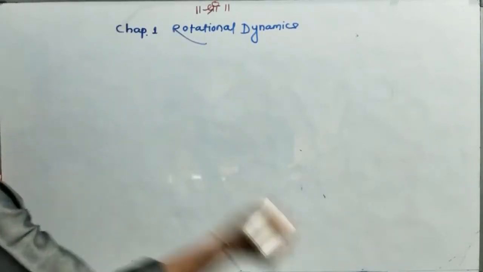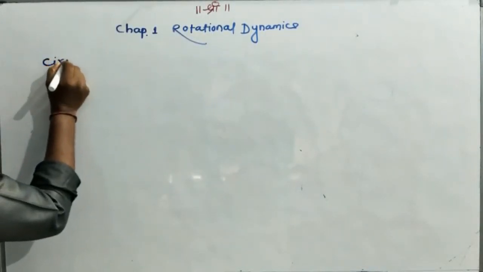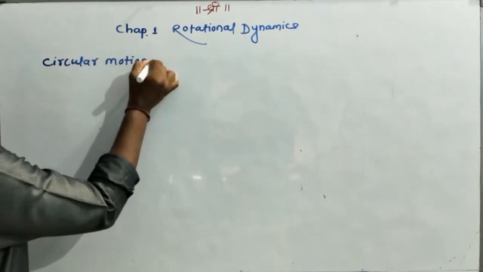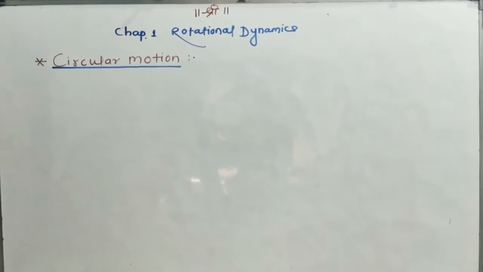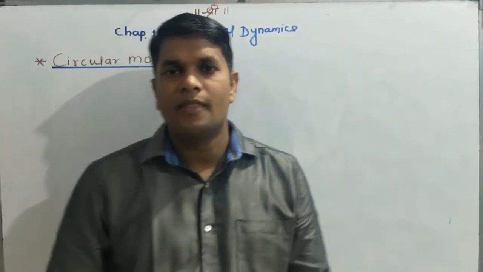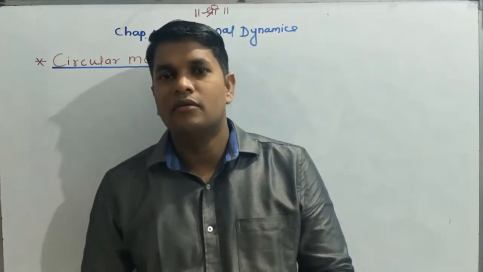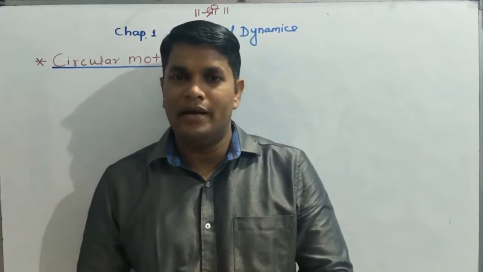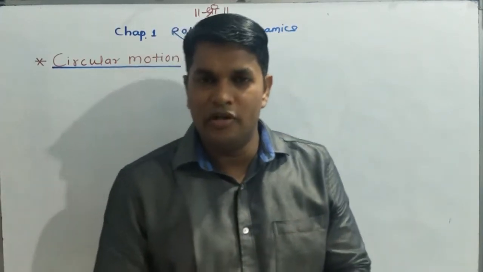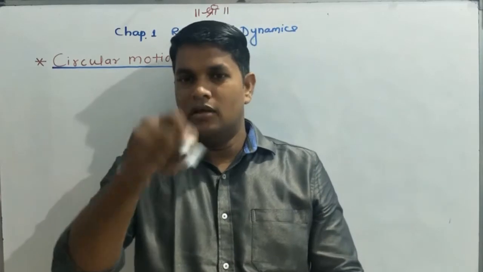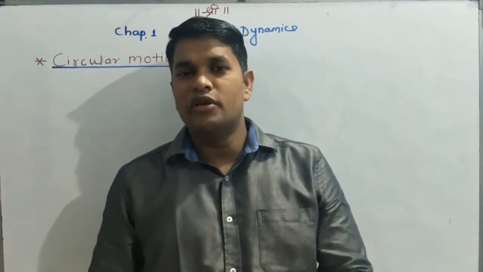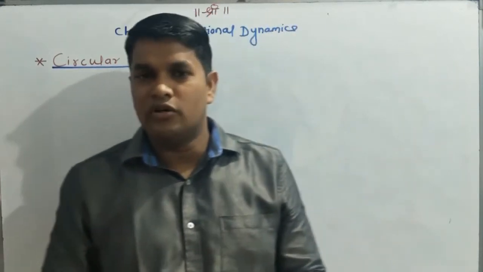So the first concept is circular motion. What do you mean by circular motion? When any object or body or particle is moving in a circular path, then its motion is called circular motion. Means any particle moving in a circular path, its motion is called circular motion.